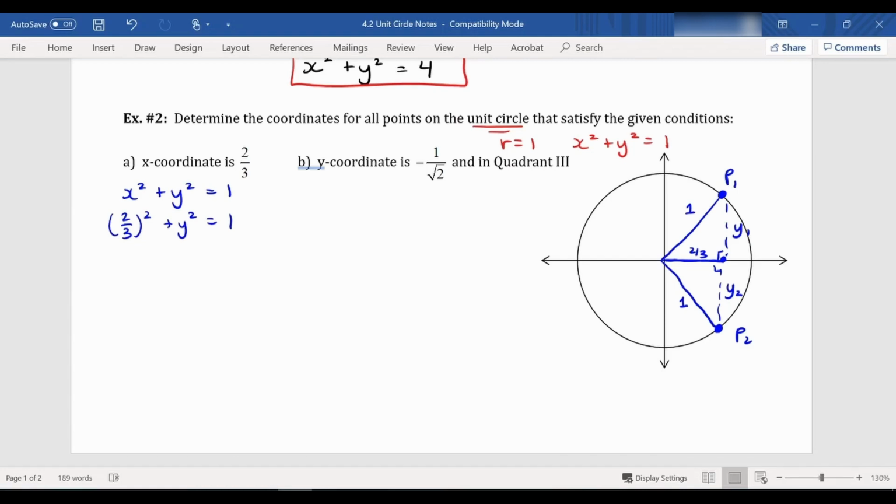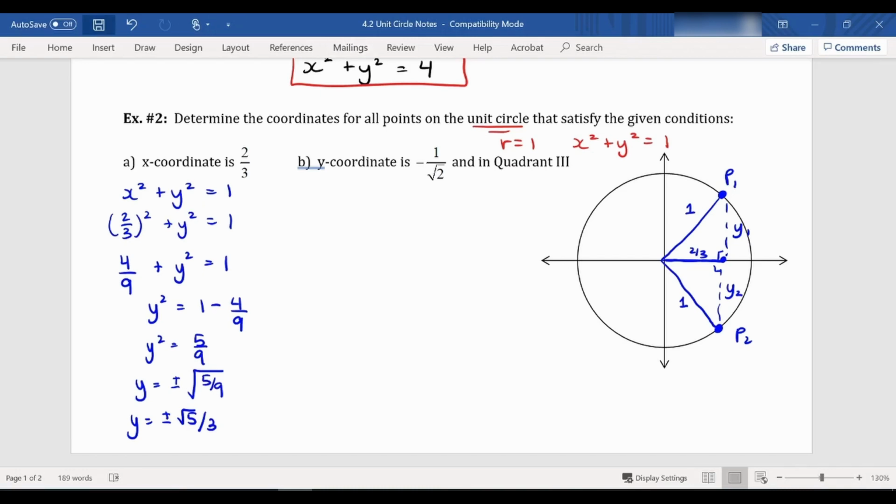And I should get 2 different answers for y because I have 2 possible points, P1 and P2. So I would have a positive y and a negative y. They should have the same amplitude, just different signs. So I get 4 over 9 plus y squared equals 1. Y squared is 1 minus 4 over 9, which means y squared is 5 over 9. This means y is plus or minus the square root of 5 over 9, or plus or minus root 5 over 3, because the square root of 9 is 3.